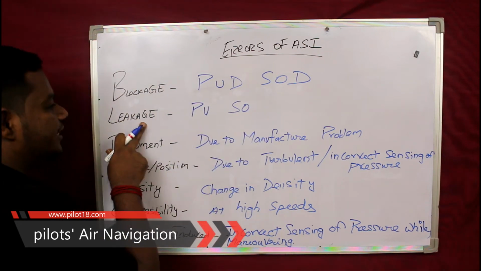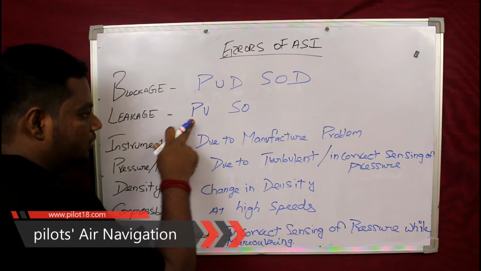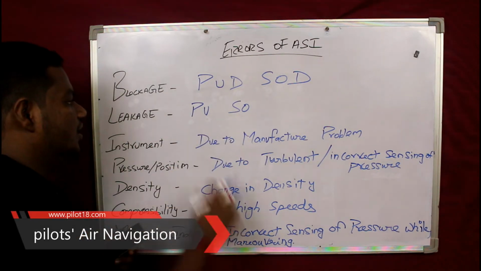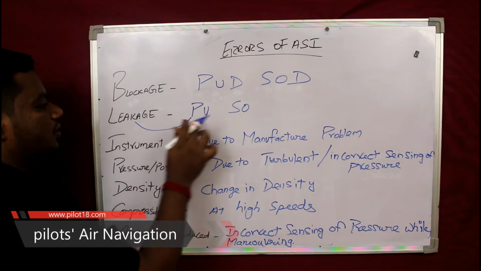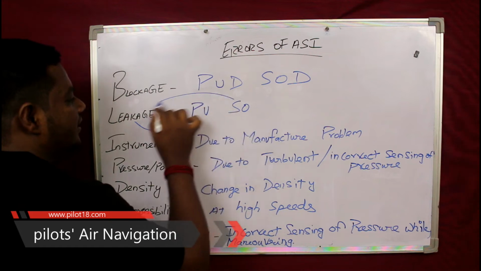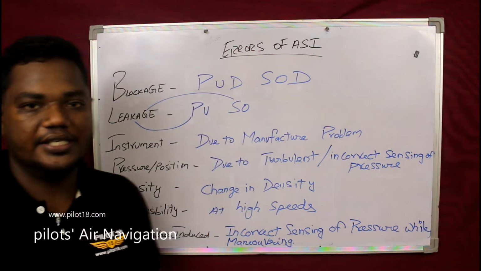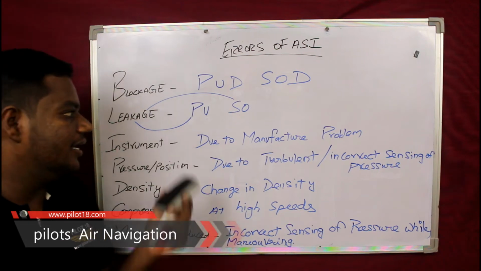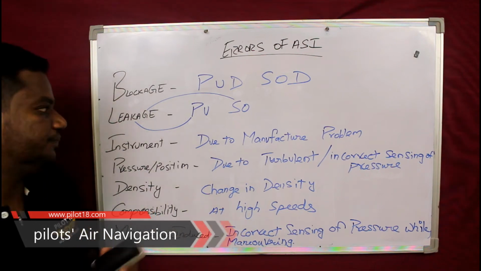Leakage: if leakage happens, pitot underread, static overread. Which means if a leakage happens in the pitot, the instrument is going to underread, and if leakage happens in the static, the airspeed indicator is going to overread. And here there is no climb and no descent.